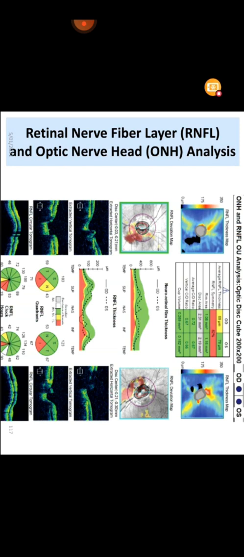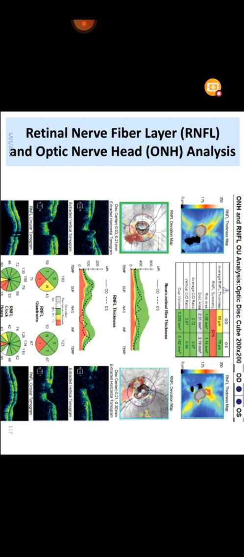Okay, so the quadrant has been divided below. You can see the temporal, superior, nasal, inferior, and you can check whether the retinal thickness has decreased or increased after your treatment. This is called retinal nerve fiber analysis.